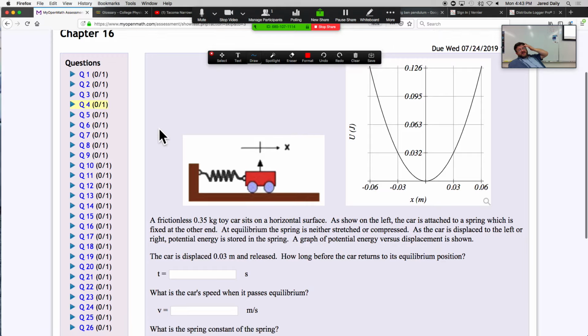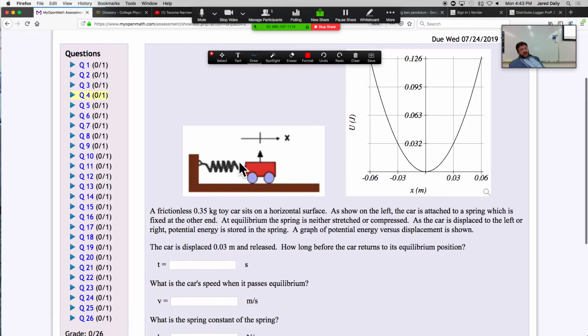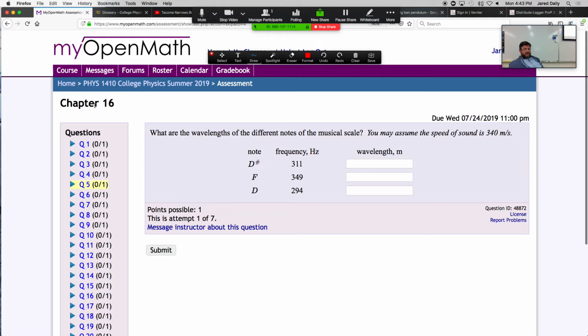So here is a toy car with a spring on it, and somebody pulls it and lets it go, and it goes back and forth and back and forth. Again, spring, scale, superharmonic oscillator. Here they have frequencies of different notes in music, and they want you to calculate the wavelength. That's easy enough.